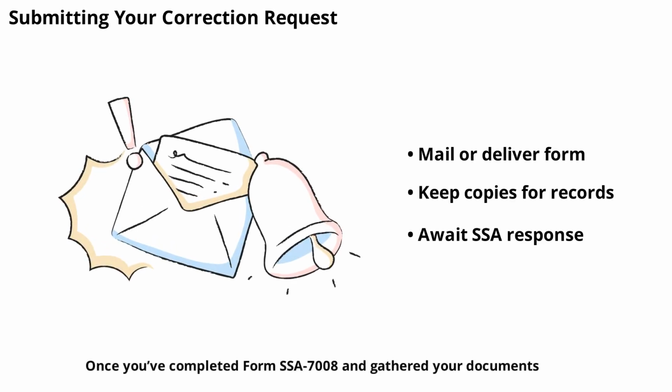Once you've completed Form SSA-7008 and gathered your documents, submit your request to the Social Security Administration. You can mail it, deliver it in person, or, in some cases, submit it online. Make sure to keep copies of everything you send for your own records. After submission, the SSA will review your request and notify you of any updates or additional steps needed.